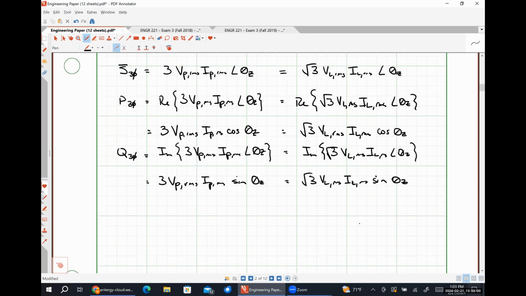And lastly, our power factor is just the ratio of our three-phase average power divided by our three-phase apparent power, which is just the cosine of the angle of our impedance.